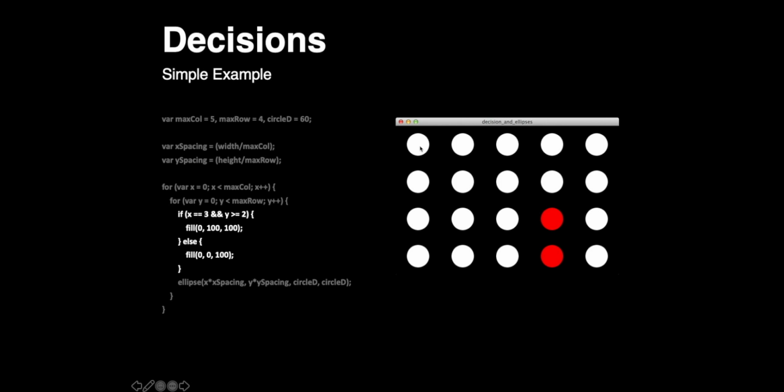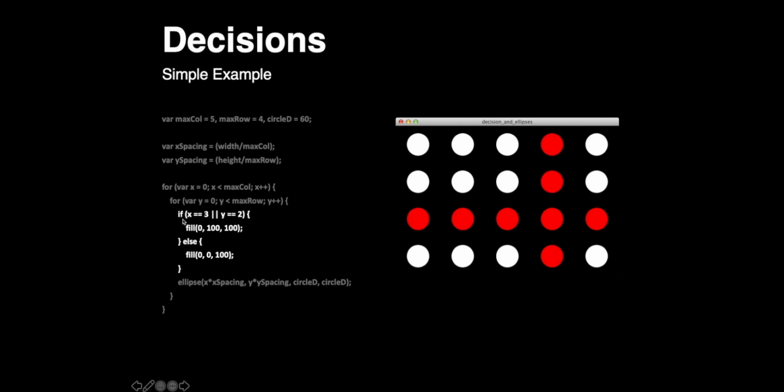So again, let's count over. 0, 1, 2, 3. That's right. So we're in this column. And then y should be greater than or equal to 2. So it should be 2 and above. So this is 0, 1, 2. That's red. And then everything above 2, so 3, would also be red.